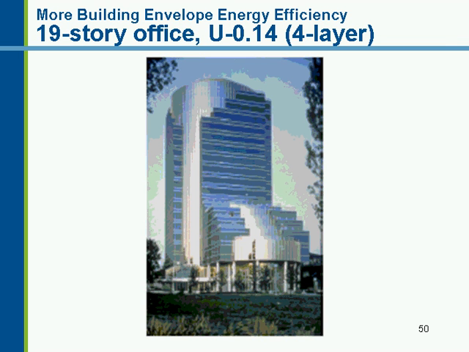One other example here is this 19-story office building, 250,000 square feet. This has a 4-layer glazing system with a U-factor of 0.14. So there's different technologies out there that you can use and are being used, and also some other innovative technologies being developed to get to your really high-performance green building.